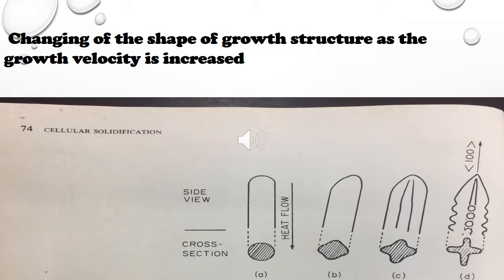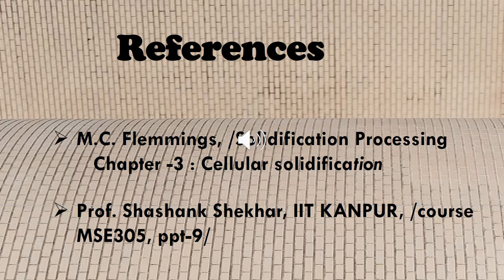In the first figure you can see that there is a regular cell, and when we increase or change the velocity, its shape changes to dendritic, and you can see the dendritic shape in figure D. In figure D, you can see the arms growing in the direction of the heat flow; these are called primary dendritic arms, and the rod-like protrusions perpendicular to the primary dendritic arms are called secondary dendritic arms. The references are mentioned here.